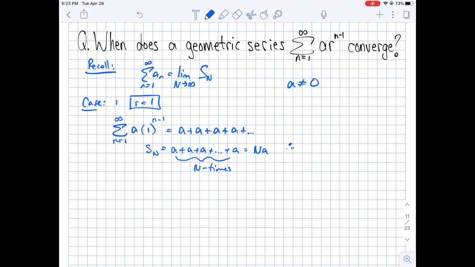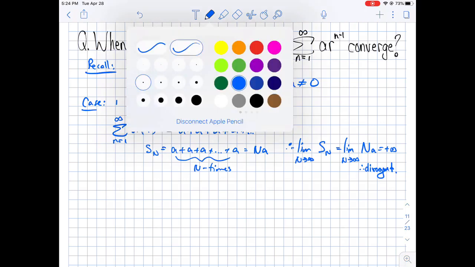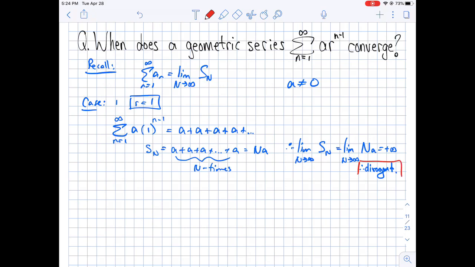And therefore, if I'm going to do the limit as the number of terms in our partial sum goes to infinity, that's going to be the limit as n goes to infinity of na, which is quite clearly going to be infinite. It doesn't exist, and therefore we have divergence. Okay, so that's the first case. If the common ratio is 1, we end up with divergent.